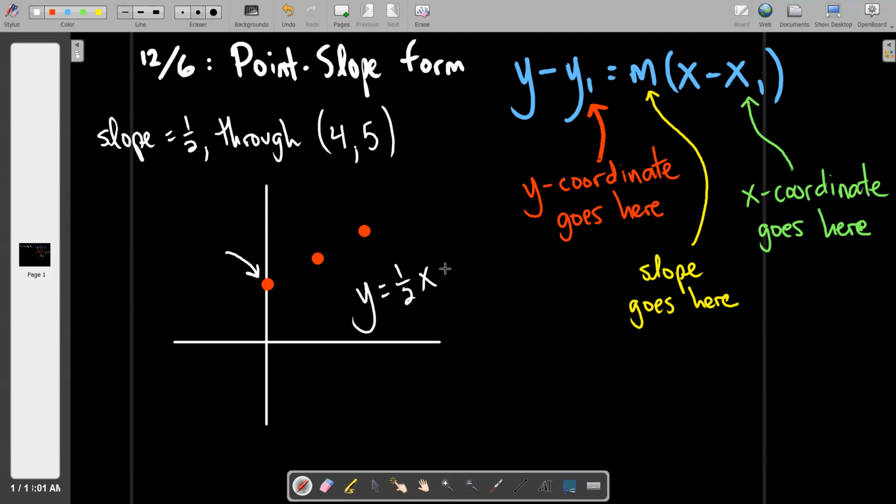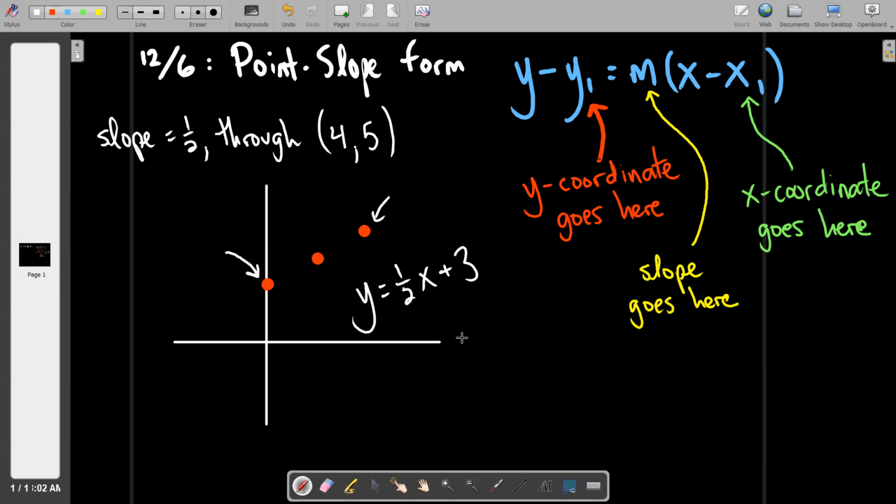Good job, +3. Because if I already was up 5, remember this point was up 5. If I go down 1 and down 1, now I'm up 3. Good job, Bryce. Excellent answer. So that's not an efficient way to write the equation of a line, right? But do bear in mind that that's always a possibility, not an attractive one, but a possibility.